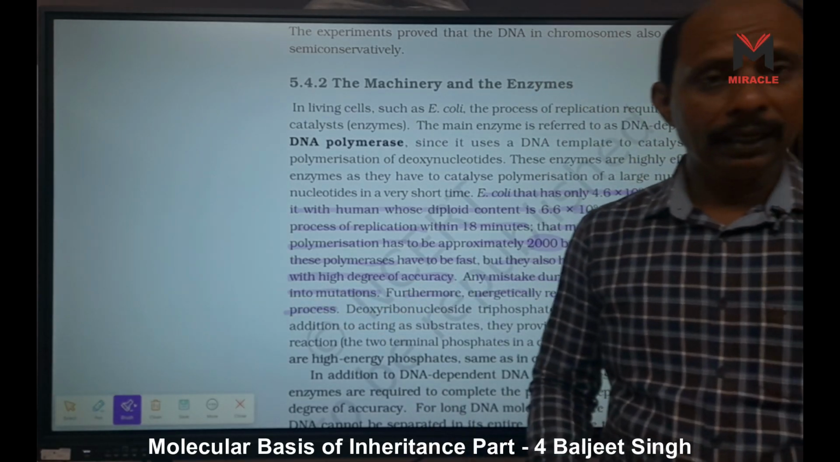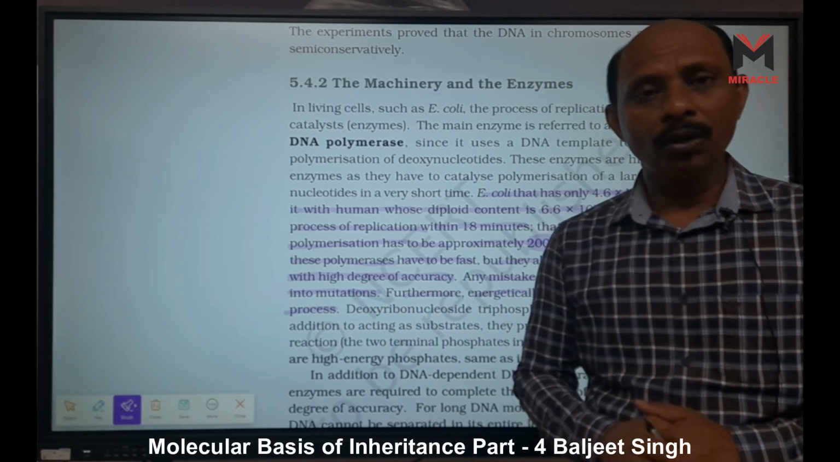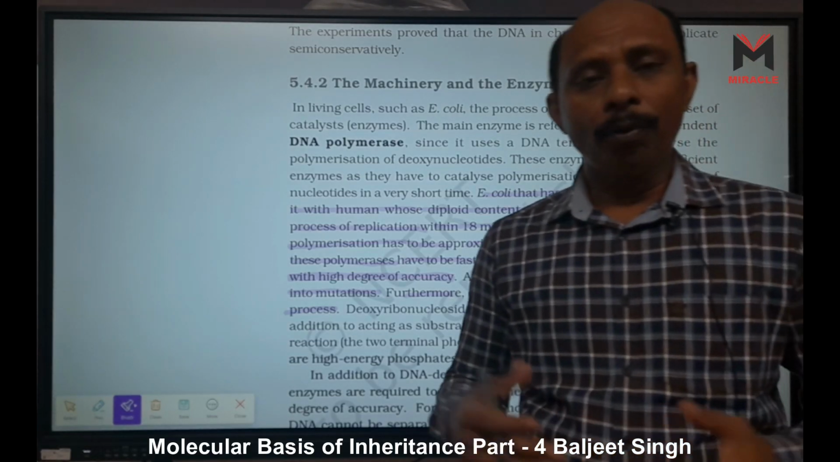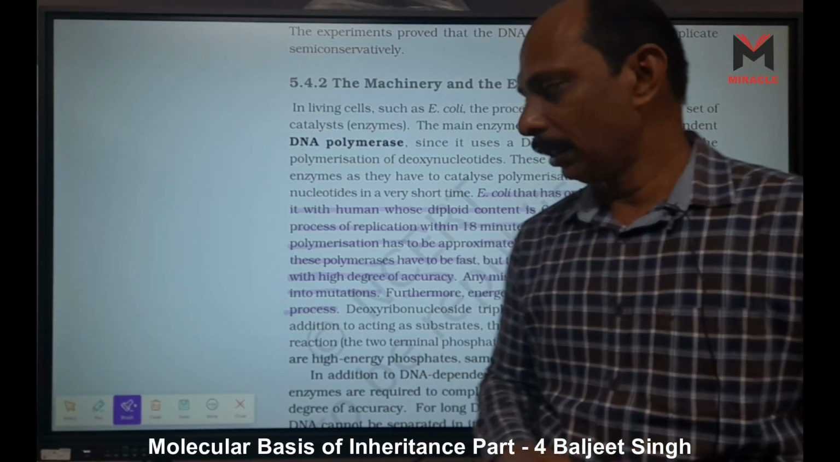Furthermore, energetically replication is a very expensive process. It requires more energy. Why? Because bonds are formed, and bonds mean what? It is energy, right?